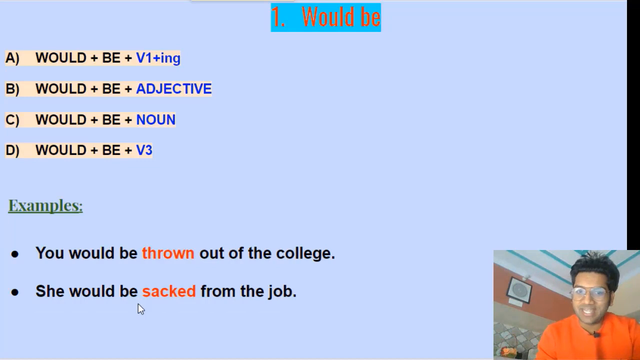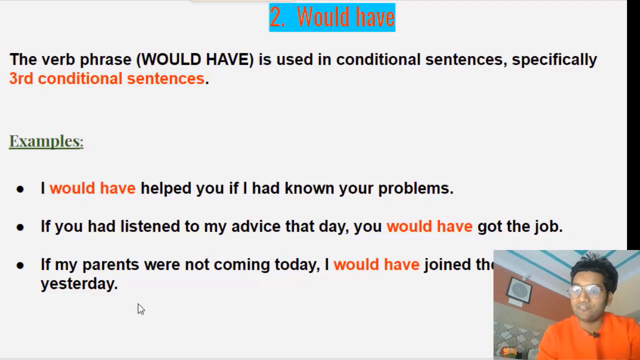All right, moving to the next one, which is would have. Guys, let me tell you, it's very easy. Would have is used in conditional sentences, generally in third conditional sentence. If you guys do not know what a conditional sentence is, you can check out my lesson on it. I have a lesson on mixed conditional sentence as well. These are very detailed, very advanced lessons. You must check these lessons out to improve your game, to go to the next level.